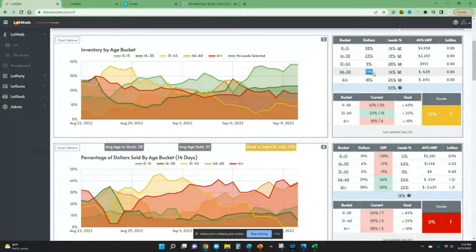They're carrying 13% 46 to 60 and selling 39% out of 46 to 60. So their big problem is going to be 31 to 45, which would be the first place I would attack. Get that sale rate up so we can get this inventory level below 20%. And then what you want to look at, you want to sell around 5% more than what's sitting there just to have some pad. I know statistically that doesn't all add up.